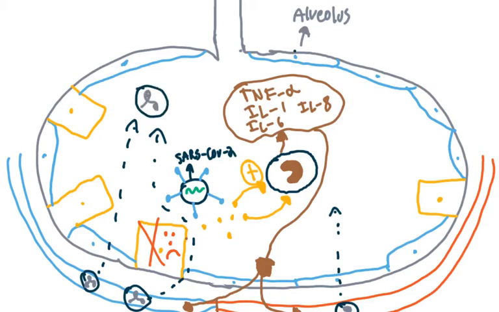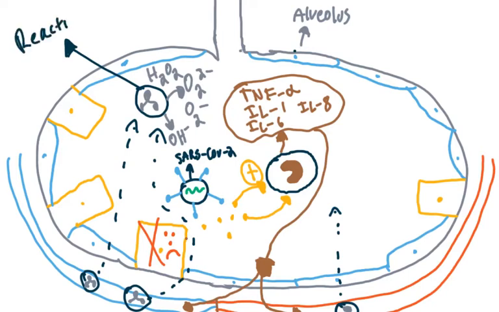We see that the neutrophils actually start to release things like a peroxide molecule, a superoxide molecule, right? And some hydrogen peroxide molecules. And some hydroxyl group molecules. If you notice, everything I'm mentioning is part of reactive oxygen species. So we can say that the neutrophils start to release reactive oxygen species.